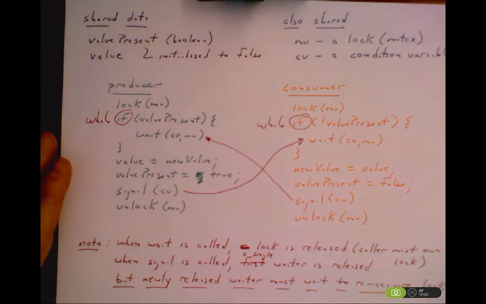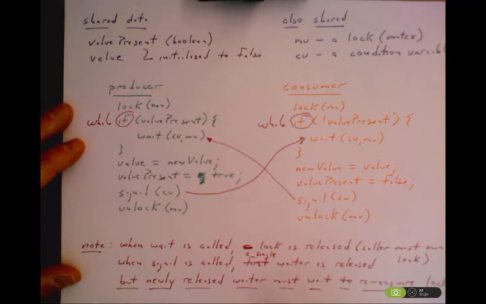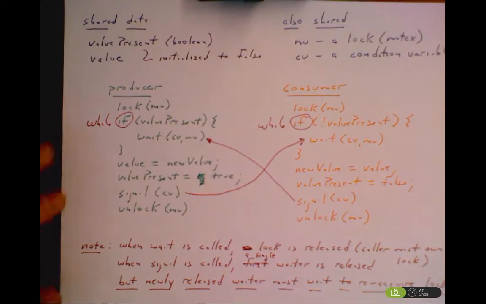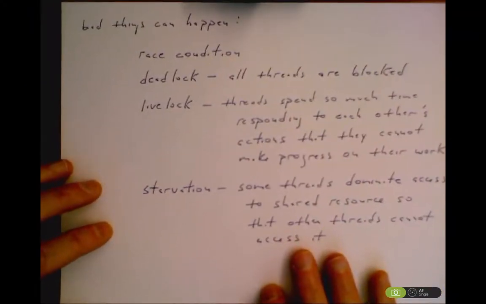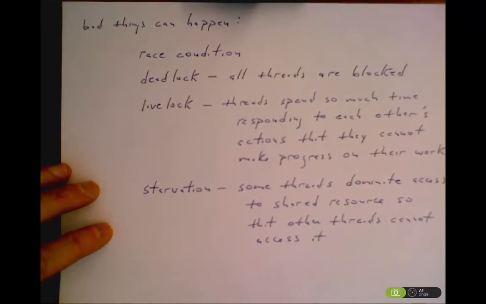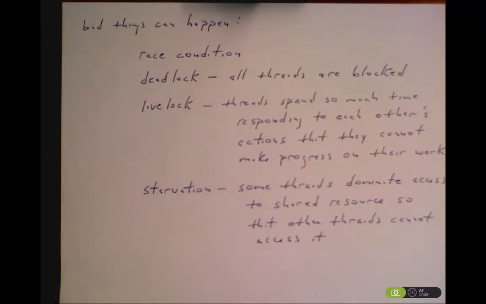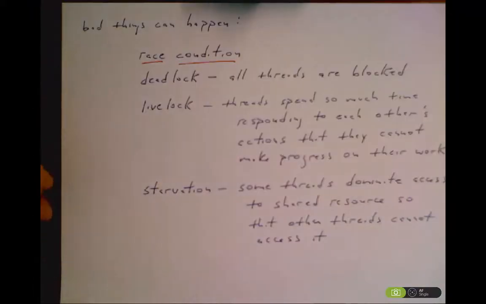Okay, so that shows you a few more tools that threaded programs use to control the interaction of the threads. We've talked about locks, and now we have wait and signal on condition variables. So bad things can happen. We already looked at the problem of uncontrolled, unsynchronized access to shared data and a race condition. But other things can happen too.